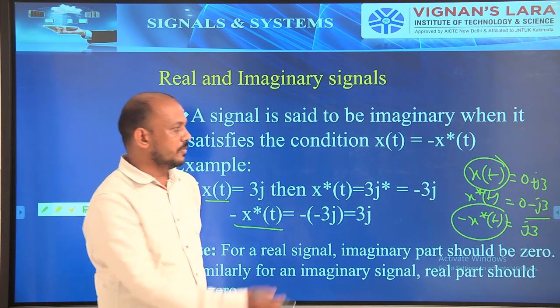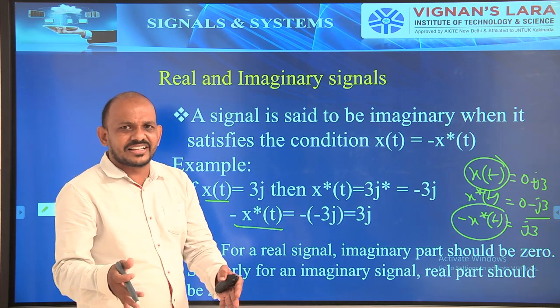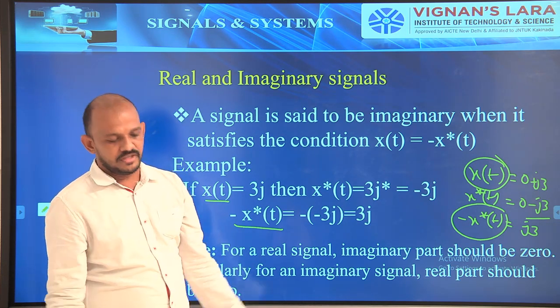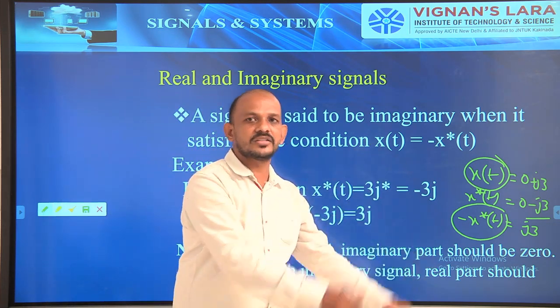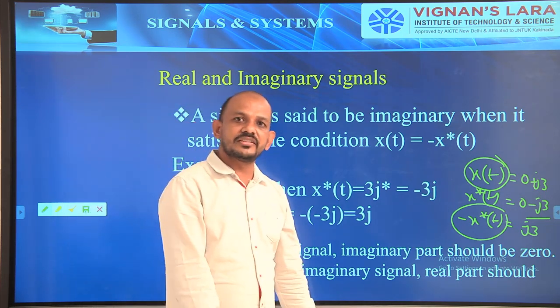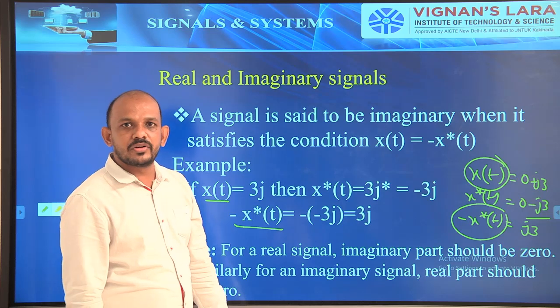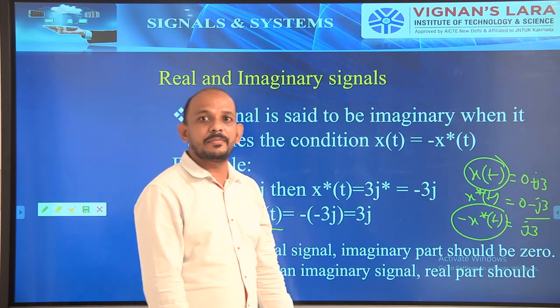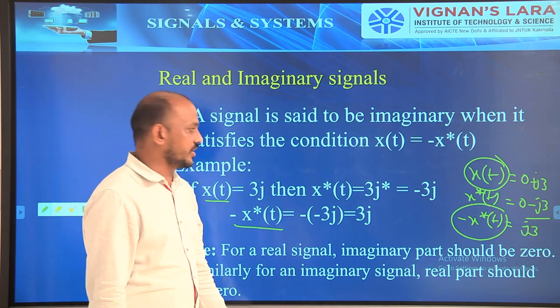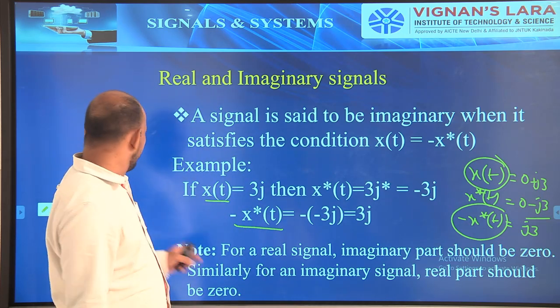That is, in a complex signal, if the signal consists of only the imaginary part, then that signal is called an imaginary signal. So a real signal has only the real part, and an imaginary signal has only the imaginary part. So the condition for a real signal is x of t equal to x star of t. The condition for an imaginary signal is x of t equal to minus x star of t. So I explained you with the examples also.